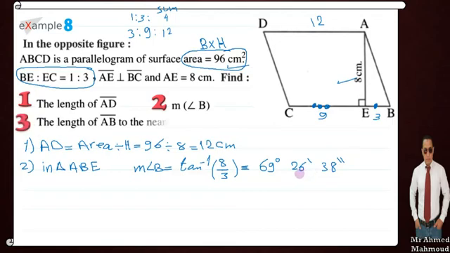The third requirement: find the length of AB to the nearest 1 decimal place. Okay, number 3.